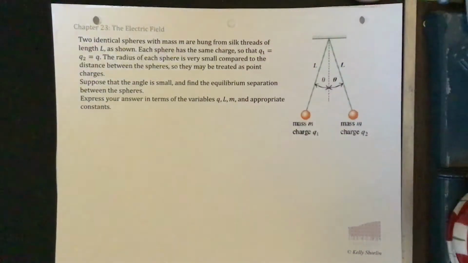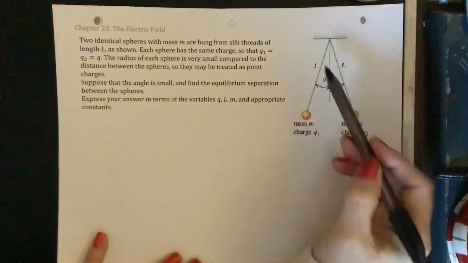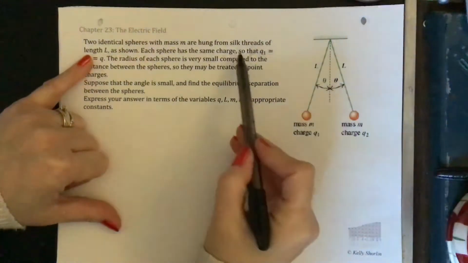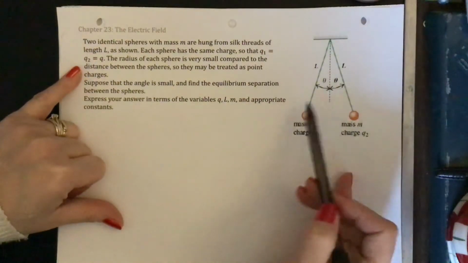In this problem, there are two identical spheres, so here and here. They each have mass m. They're hung from silk threads. Silk threads implies that these strings are not very heavy, so those masses don't matter. So they're hung from those threads.